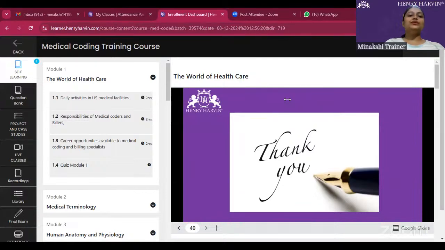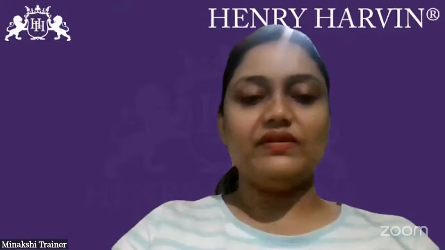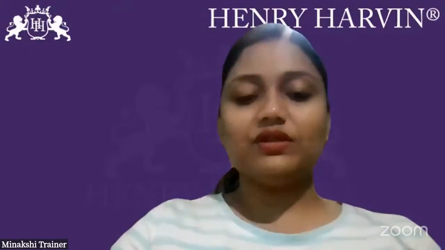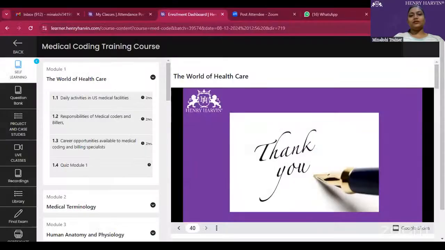So this is the same kind of student portal you will be getting, with a few more extra features. What is the benefit of this portal? On the left-hand side, you can see live classes. Every day you can join your live classes from the portal. Let's say today you have missed your session. You can go to the recordings section and watch the recordings of the trainer.